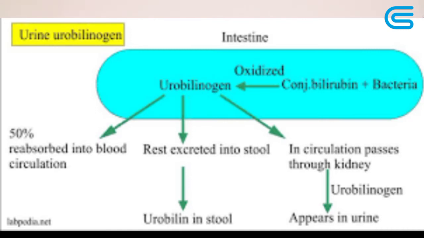A proportion of urobilinogen is absorbed into the blood, which undergoes recycling, and a small amount, which is not taken up by the liver, is excreted in urine. So you can see that urobilinogen is excreted in the feces, but there is a small amount that is taken up by the blood for recycling, and there is also another small amount that is not taken up by the liver, which is excreted in the urine.